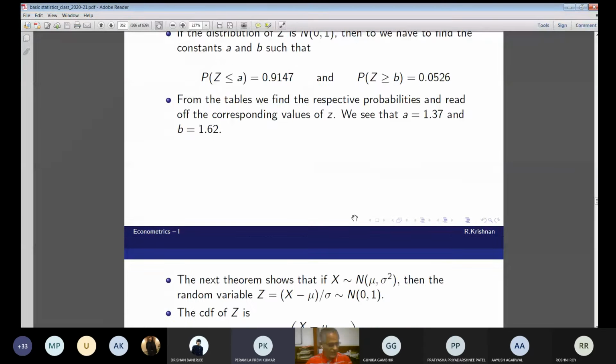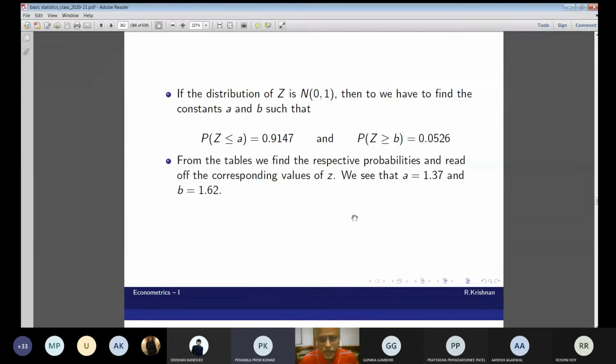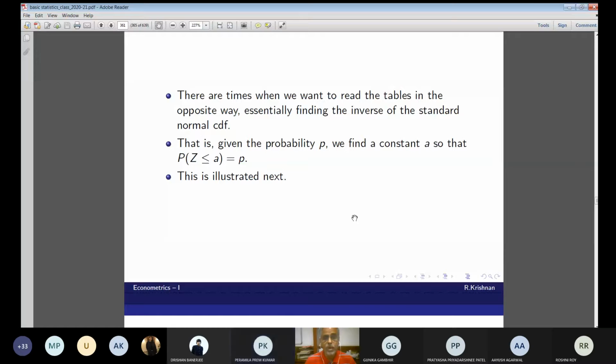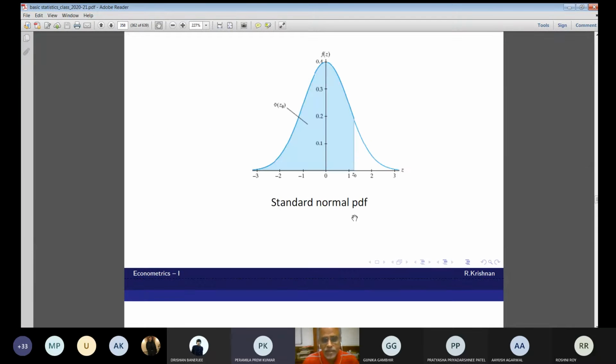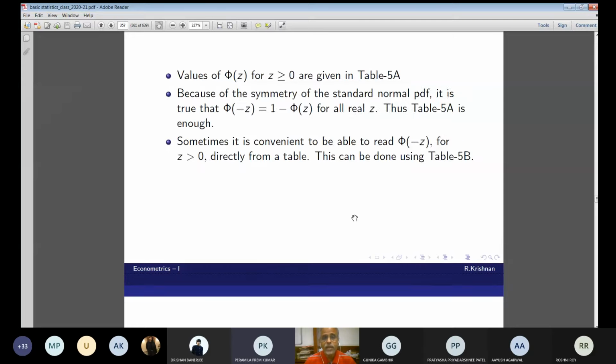We stopped with this example, if I remember right. Then you have to find a constant A and B such that... okay, what were we discussing in the last class? I don't remember. Okay, we had introduced the normal distribution and the other issues involved in it. We showed that the normal distribution integrates to 1, and we introduced the standard normal distribution. This is the standard normal PDF with the area 0 marked.